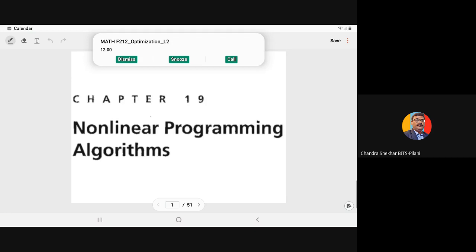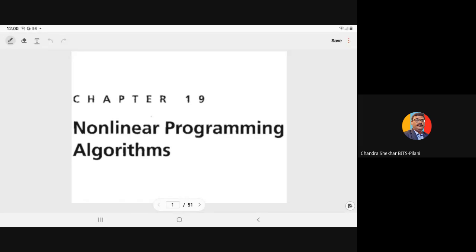Good afternoon, students. Welcome to the next lecture of Math F212, optimization. In the last class, we saw the classical optimization techniques for solving constrained and unconstrained problems. Next is the nonlinear program, an advancement of that, where we will optimize the nonlinear programming problem.